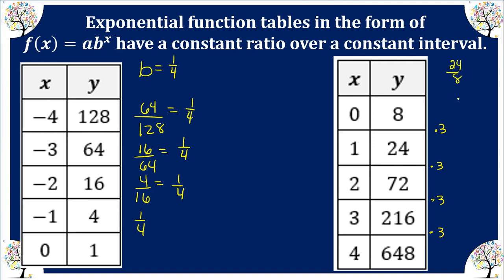24 over 8, 72 over 24, and so forth. And we would divide these out and they would all simplify to 3. So our b value, our multiplier for this exponential function, is 3. So this is how you determine your b value in your equation.